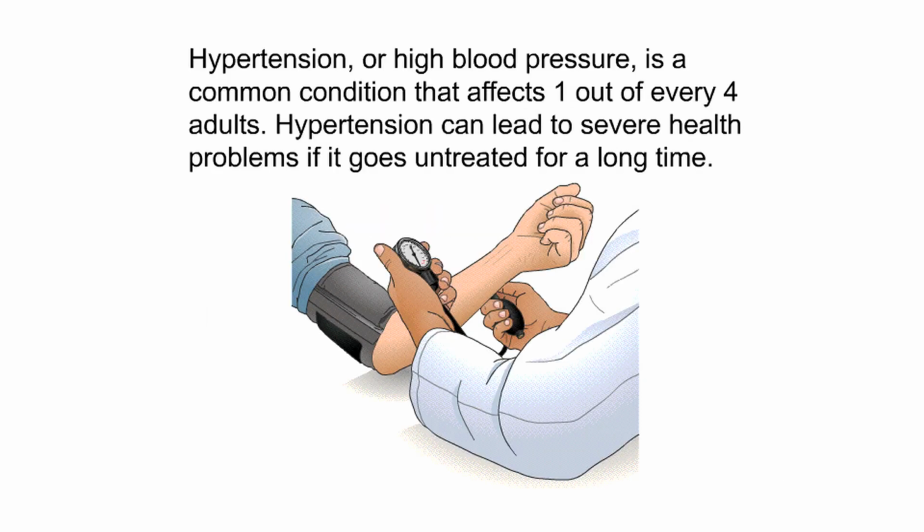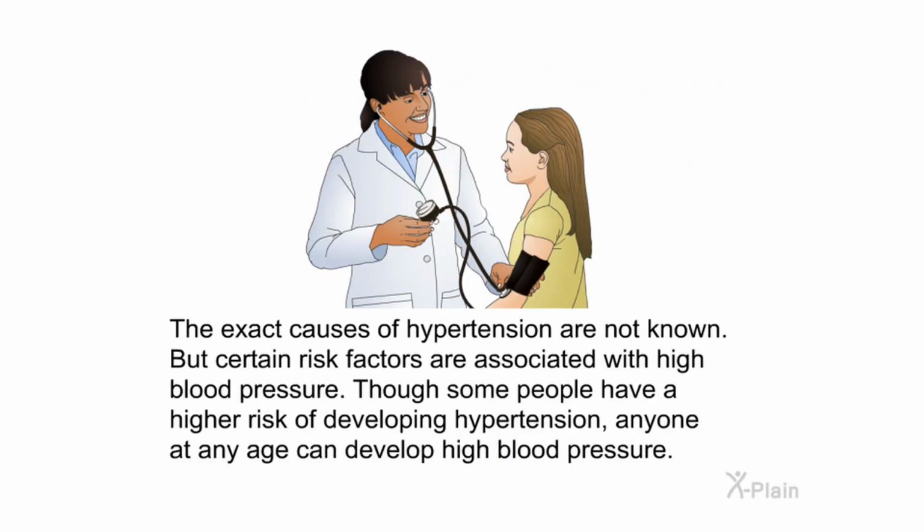Summary. Hypertension, or high blood pressure, is a common condition that affects 1 out of every 3 adults. Hypertension can lead to severe health problems if it goes untreated for a long time. The exact causes of hypertension are not known, but certain risk factors are associated with high blood pressure. Though some people have a higher risk of developing hypertension, anyone at any age can develop high blood pressure.